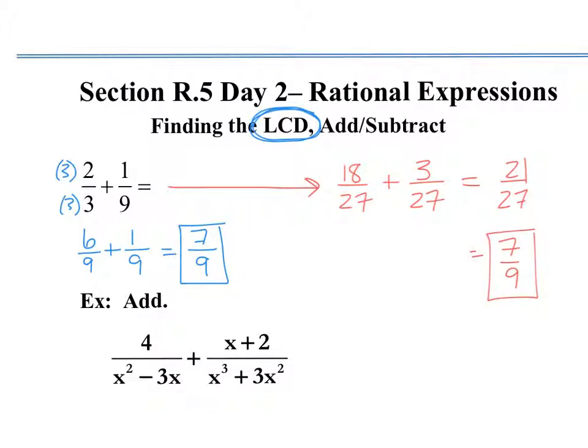Okay, so my question to you is, what is the difference between this one and this one? This was a little bit more work. It took a little bit longer for us to do, but we got an answer of 7 over 9. And what did we have to do once we were finished? We had to reduce it. In this one, we didn't reduce because we picked the least common denominator.